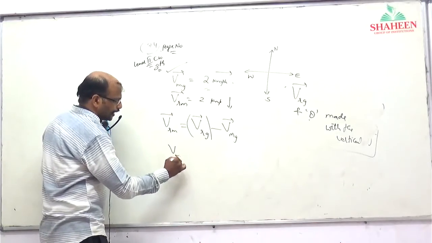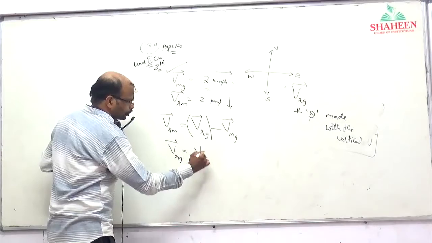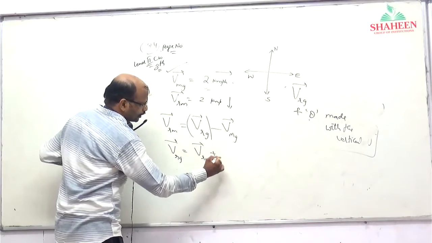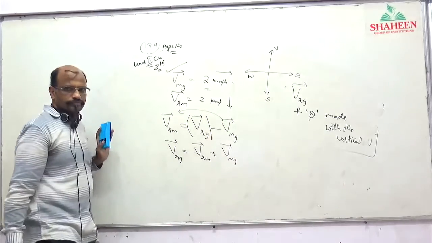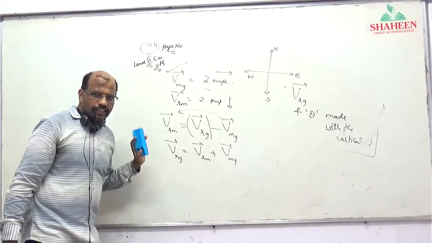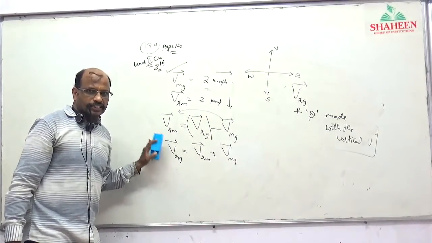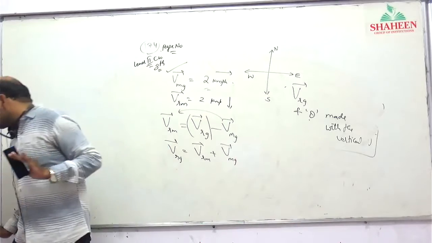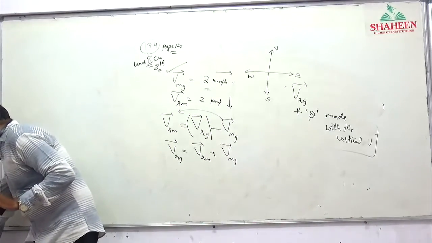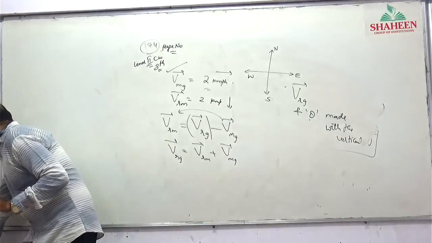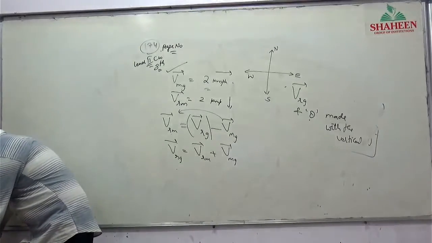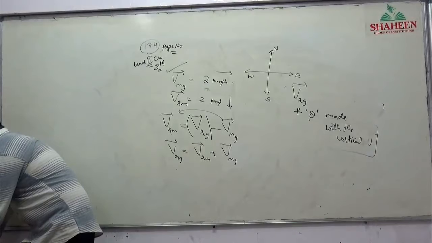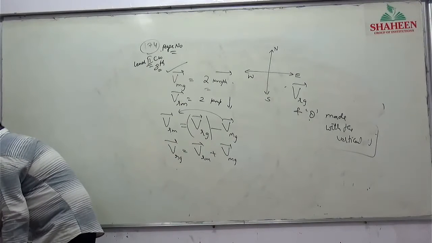So velocity of rain with respect to ground क्या लिखा जाता है आपको? Velocity of rain with respect to man plus velocity of man with respect to ground. I am taking this one this side. That's it. Is it clear? Vector sum. Please respond. I am seeing the chat box. Is it clear?